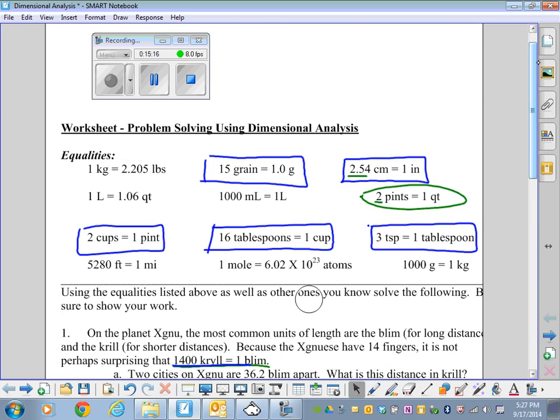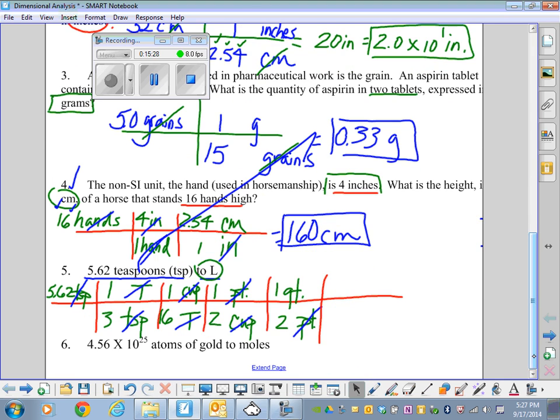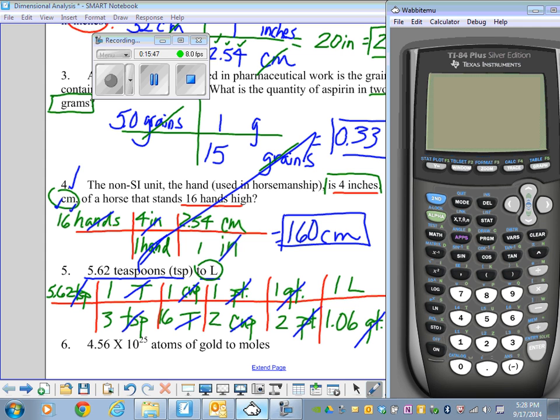I've got to get to liters. We will go back up and find the relationship between quarts and liters. And here we have 1 liter equals 1.06 quarts. Going back down the page, 1.06 quarts equals 1 liter. And now I'm able to cancel out quarts, and I'm ready to solve.